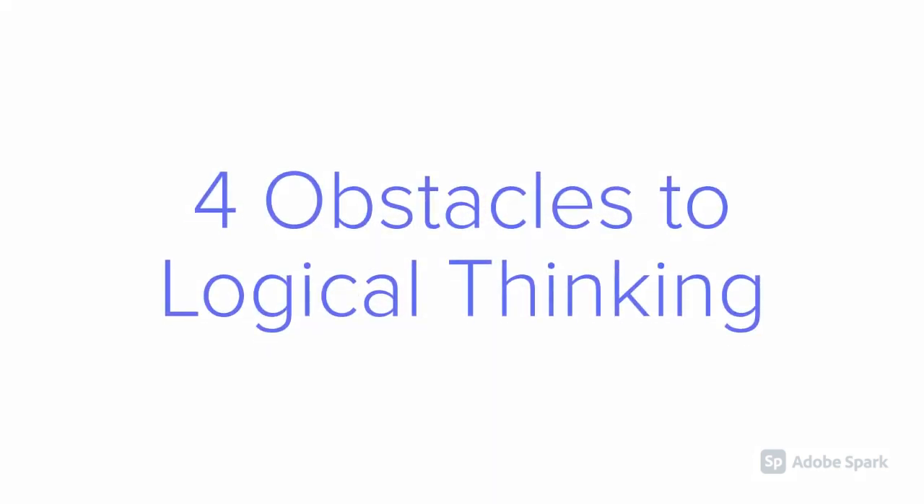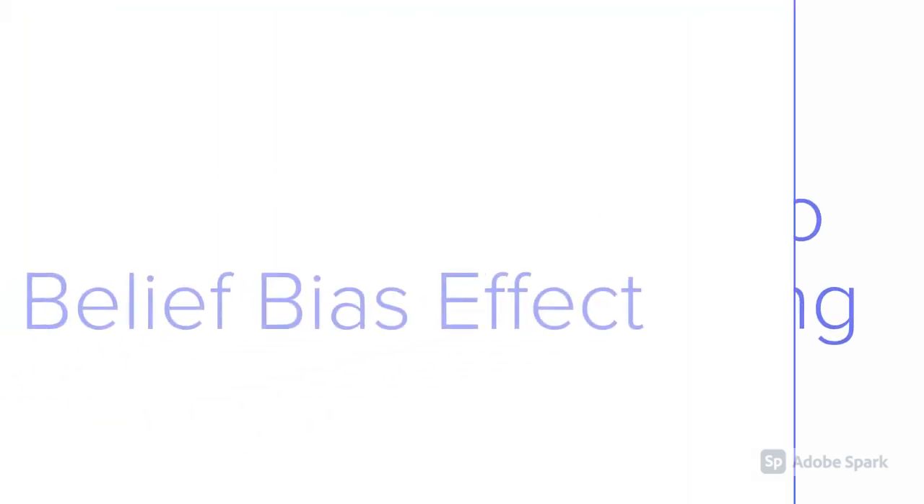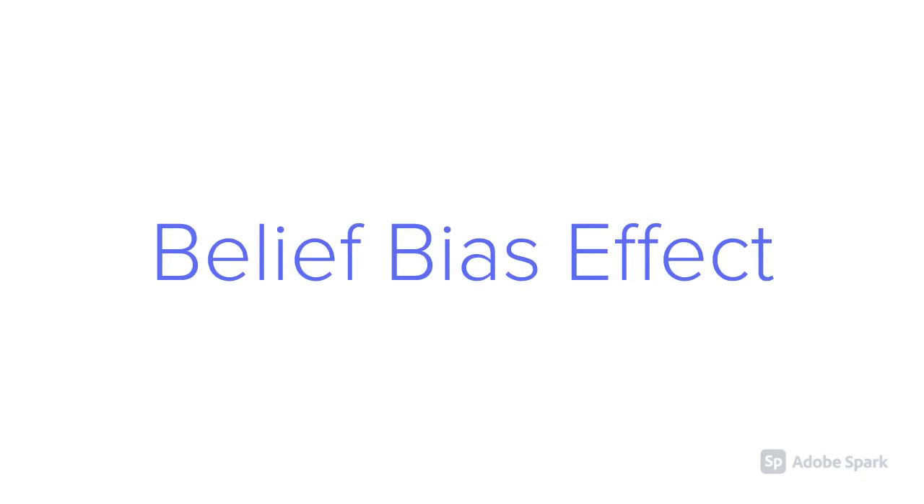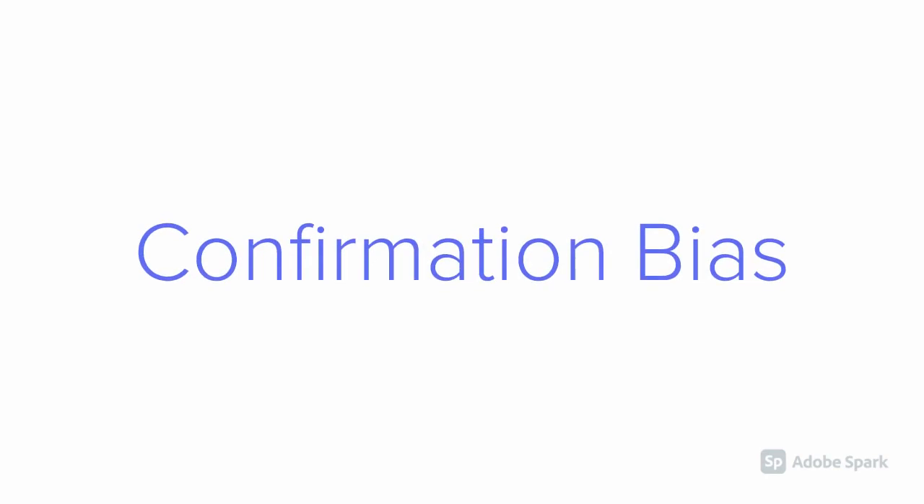There are 4 obstacles to logical thinking that can account for much of the persistence of unwarranted beliefs in pseudosciences or other areas. The belief bias effect occurs when people accept only the evidence that conforms to their belief, rejecting or ignoring any evidence that does not. Confirmation bias is the strong tendency to search for information or evidence that confirms a belief, while making little or no effort to search for information that might disprove the belief.